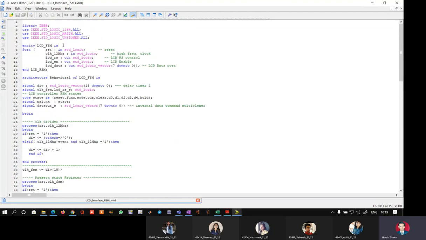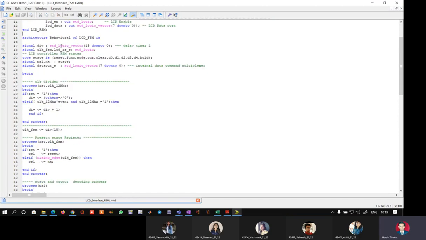So here, line number 7 to line number 13 is the entity declaration. It defines the input signals RST and clock_12 megahertz, and three outputs LCD_RS, LCD_EN, and LCD_data, which are 1-bit and 8-bit output signals. Coming to the declaration part, which is between line number 15 and line number 24, on line number 17 we have defined one signal called div, which is a 16-bit signal. We will come to explain why it is defined as a 16-bit vector.